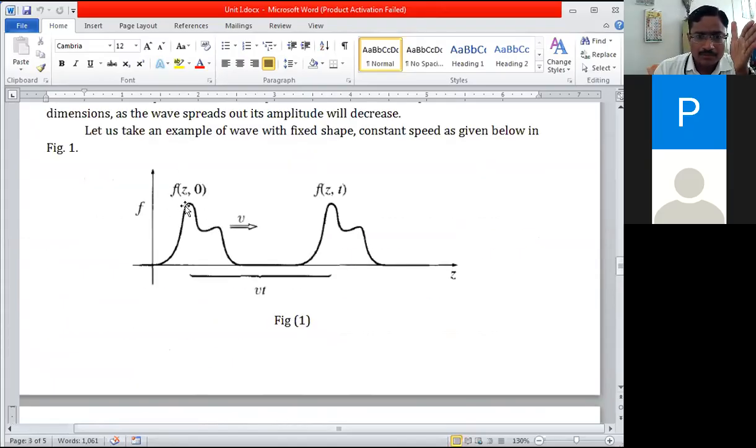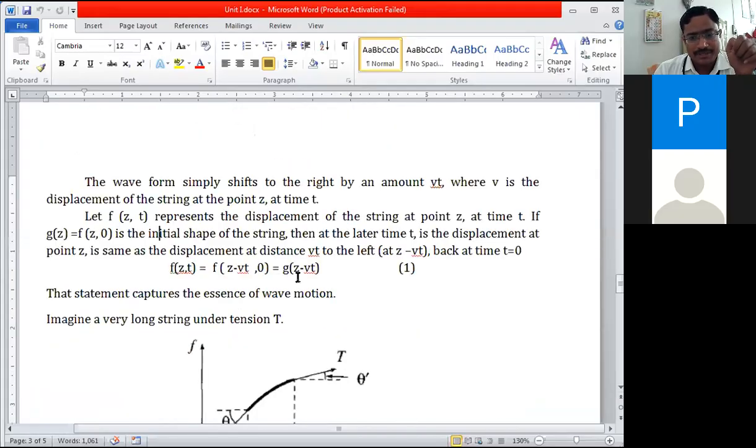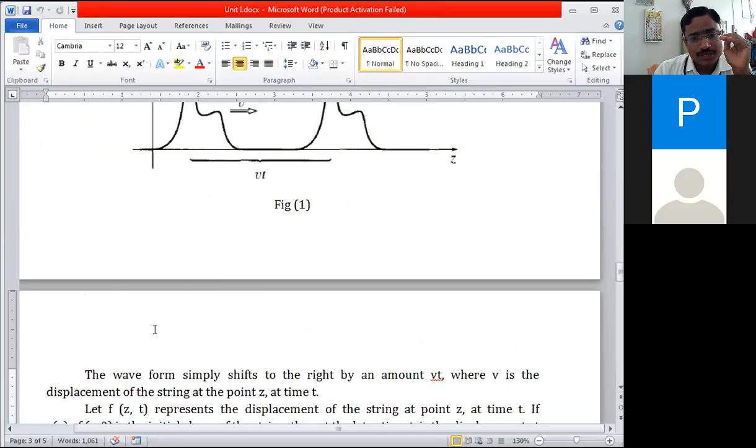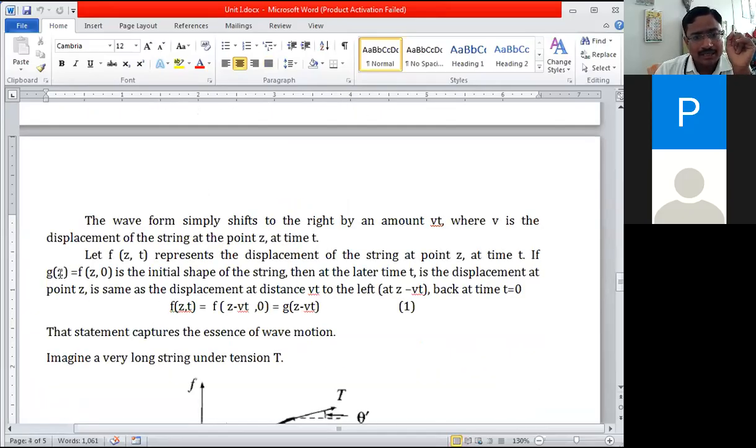Here we termed this f of z0 as g of z. After some time t, we have a function f of zt. Now this f of zt can be represented as g of z minus vt, because this g of z does not involve any time argument here. So the displacement at a distance vt to the left is at z minus vt.